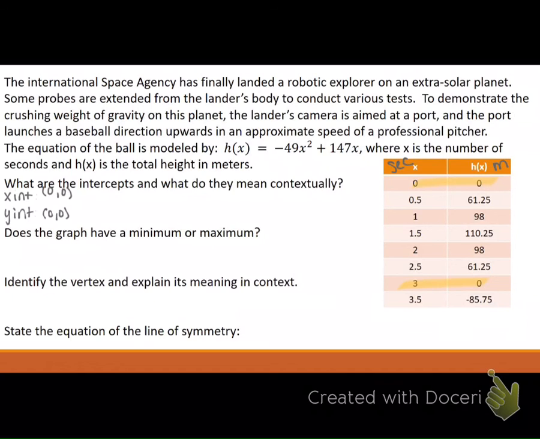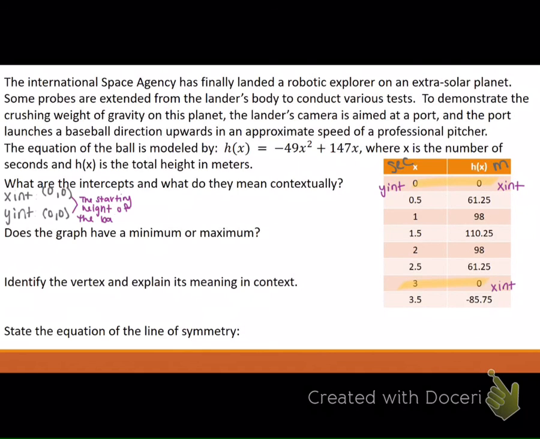Confusingly enough, this is an x-intercept and a y-intercept, but we also have another x-intercept down here. So our 0, 0 means the starting height of the ball is 0 meters. The other x-intercept is 3, 0, which means after 3 seconds, the ball hits the ground. The 0 and the 0 look like a face.